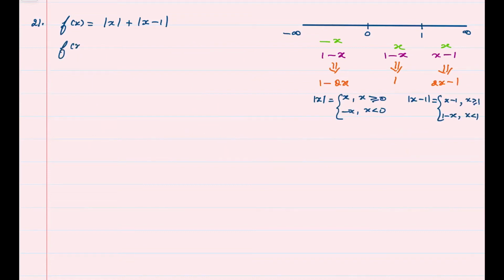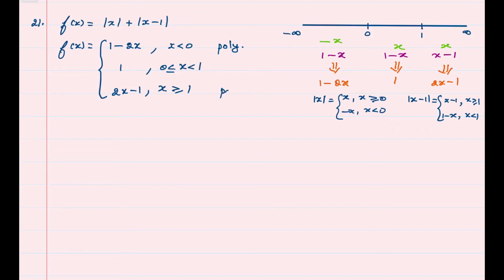We will write f of x for each of these intervals. It becomes 1 minus 2x in the first interval, that is x less than 0, and it becomes a constant function 1 for 0 less than or equal to x less than 1, and it is 2x minus 1 for x greater than or equal to 1. For x less than 0, it is a polynomial. For x greater than or equal to 1 also it is a polynomial, and in this interval it is a constant function. We know that polynomial functions and constant functions are continuous and differentiable everywhere.